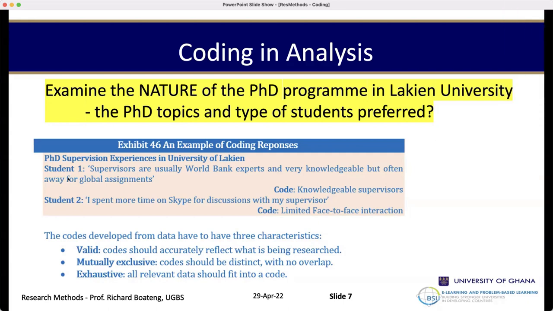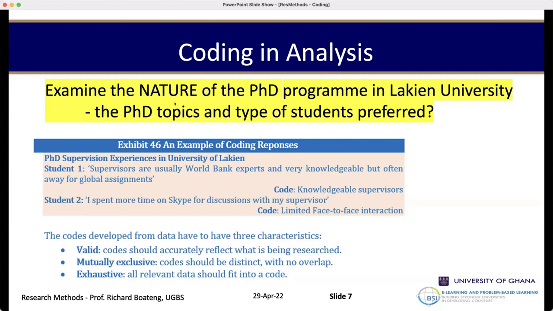Okay. So it says students are usually World Bank experts, very knowledgeable, but often away from global assignments. Number two, another student said that I spent more time on Skype for discussions with my supervisor. Now, when we look at these two things, somebody can just get up and say that the first word I see, knowledgeable supervisor, I write it down. And the other one, limited face-to-face interaction, because it says Skype for discussions with my supervisor. But these things do not tell you which of them they are answering.